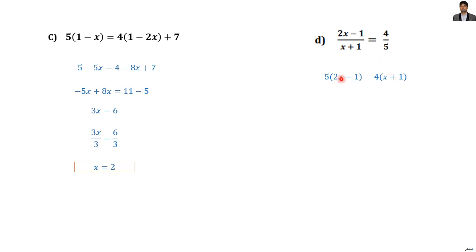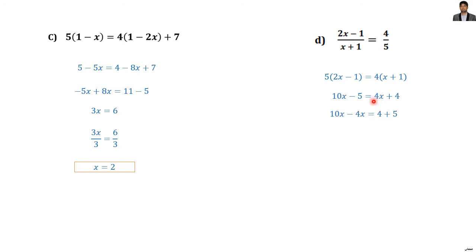Now this question is the same as part C. Use the distributive property. 5 into 2, 10. 5 into -x, -5x. 4 into x, 4x. 4 into 1, 4.